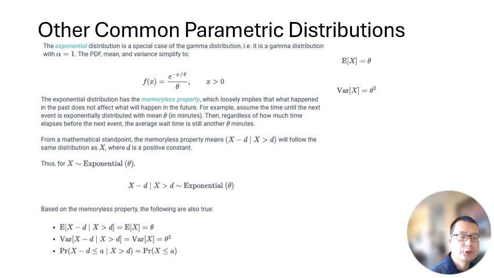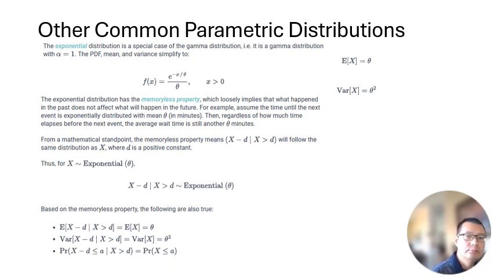The next distribution that I'm going to talk about is the exponential distribution. The exponential distribution is a special case of the gamma distribution. It's a gamma distribution with alpha equal to 1. You can see the PDF is simplified to this when you set alpha equal to 1 from the previous slide. Another special property of the exponential distribution is the memoryless property, which just implies that what happened in the past does not affect what will happen in the future.